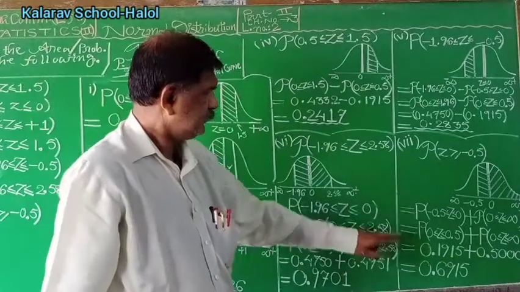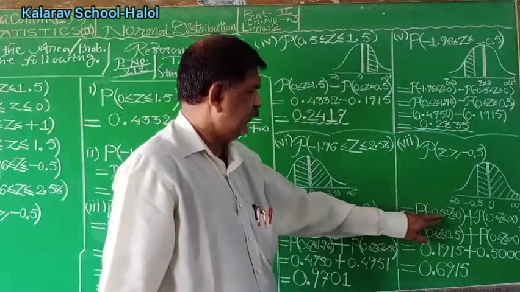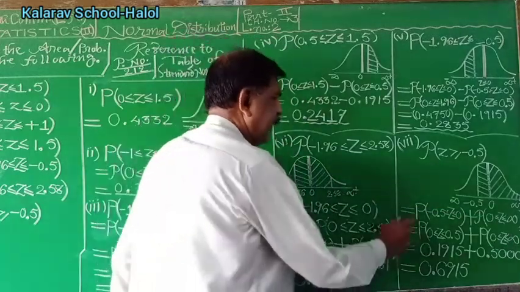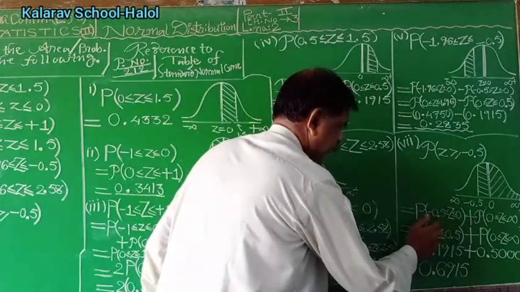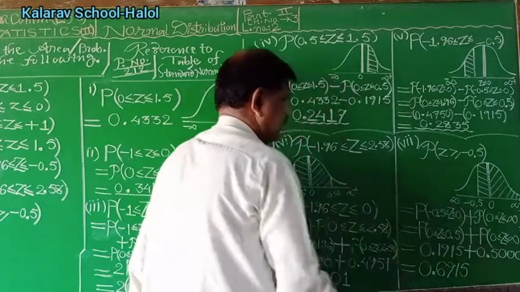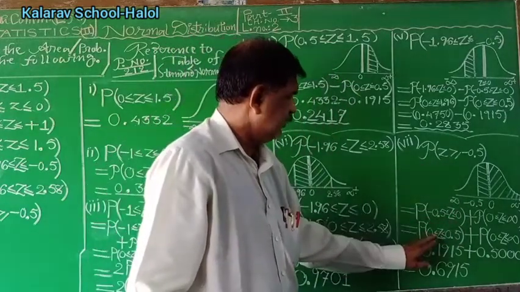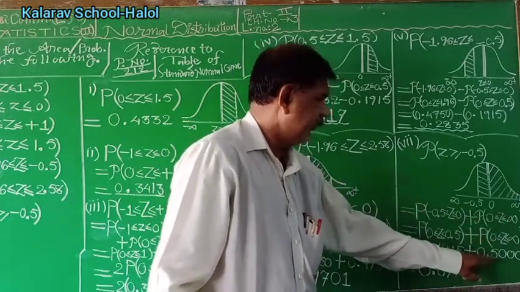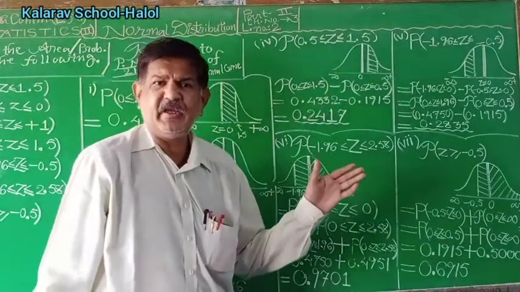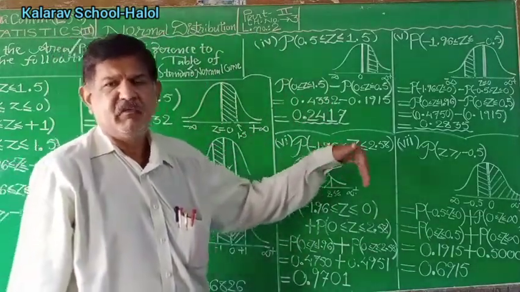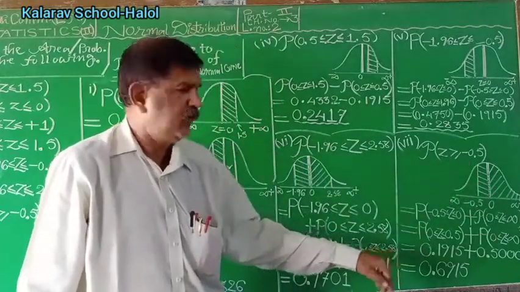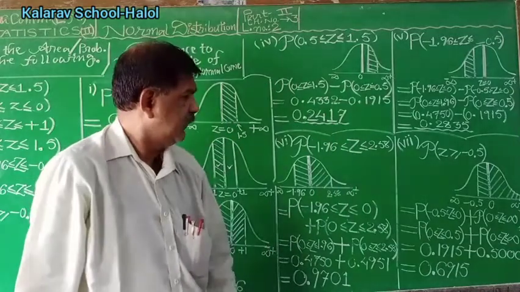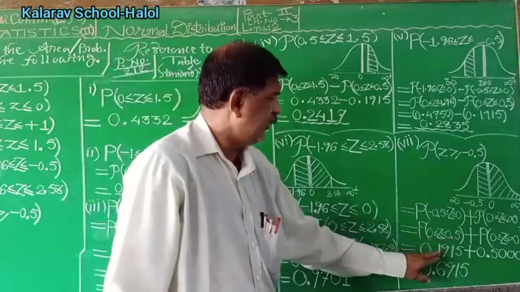Probability minus 0.5 to 0 plus probability 0 to infinity. Minus 0.5 to 0 is the same as 0 to 0.5. The area from 0 to infinity we know is 0.5000. From the center line, the area on either side, right-hand or left-hand, is 0.5000. That part we saw in the last lecture. Therefore, the area for 0.5 is 0.1915.